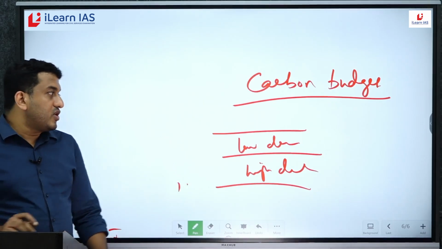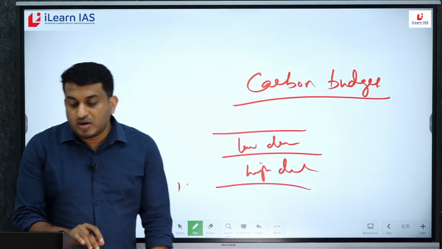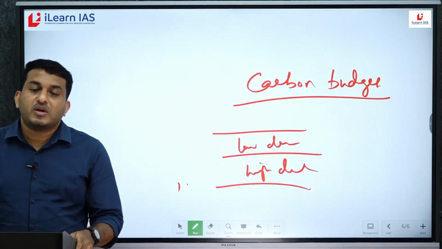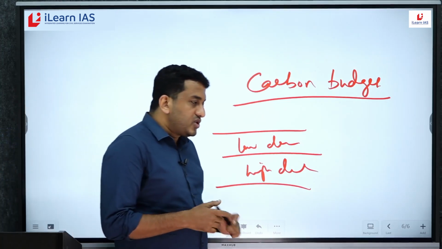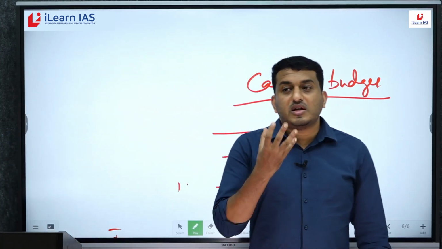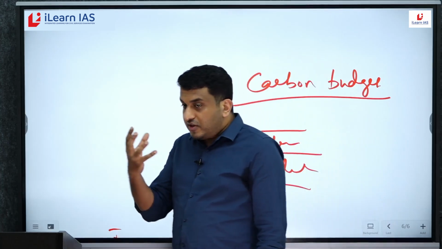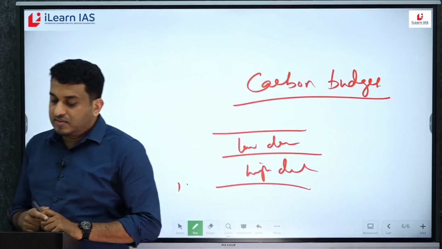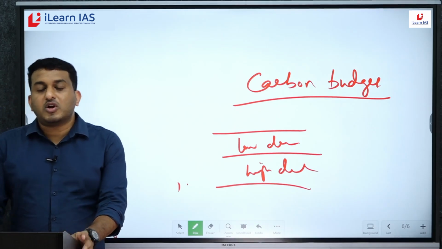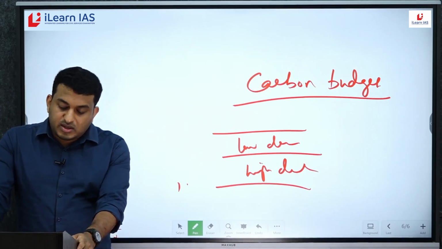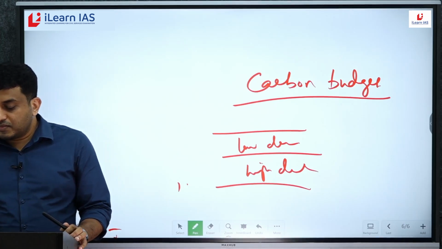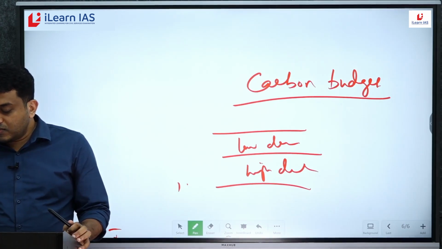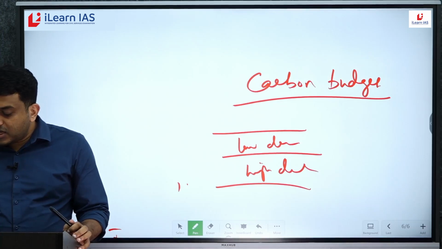This report also talks about increased deoxygenation. Deoxygenation means what? If the temperature of the water or ocean increases, the amount of dissolved oxygen decreases. A decrease in dissolved oxygen is going to affect the marine species.